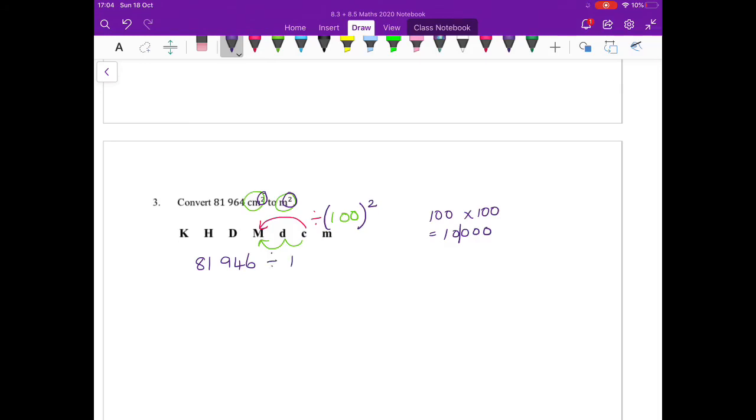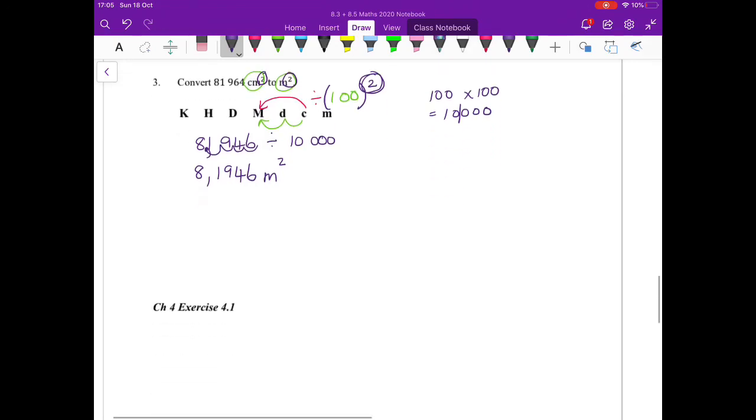So I've got to say 81,964 divided by 10,000. And remember, I could have just gone 1, 2, 3, 4 bunny hops. So that would be 8,1946 meters squared. This is why I'm saying when we do area, our units are squared, so it would be far better to convert before you calculate. But more about that when we do our area and perimeter problems.